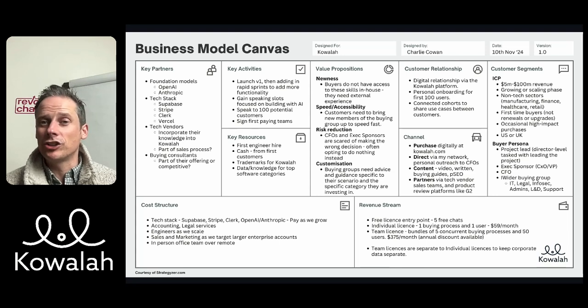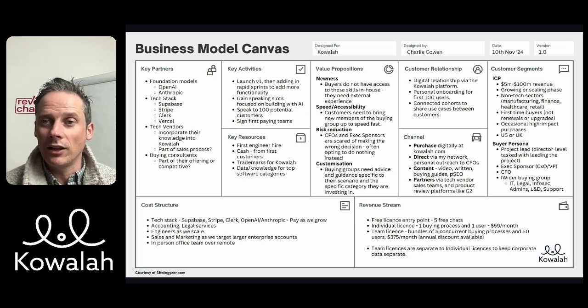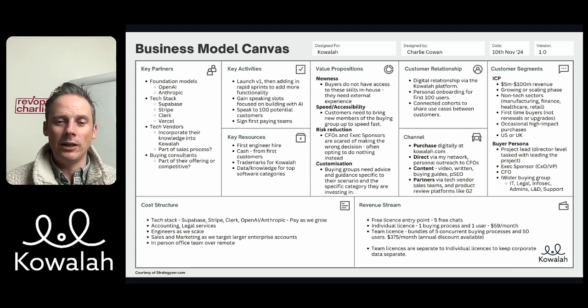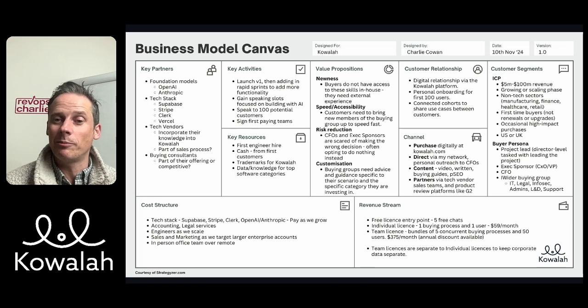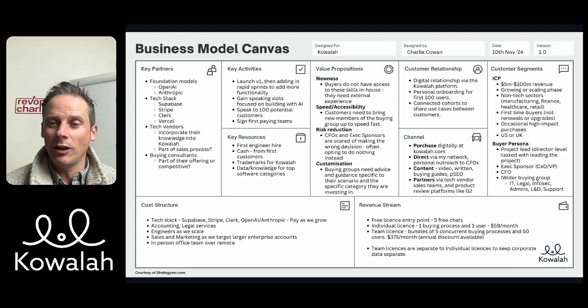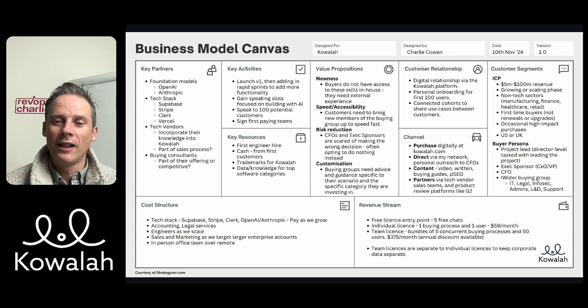So that'll be something I'll be investigating as we bring on members of the team. And then on the revenue stream, on the right-hand side, the final category, I'm working on these three license types. So a free license entry point, which is very much sort of PLG. If you're an independent, an individual member of a buying group, you can sign up to Kowalah. You can have 5 free chats. You can get a feel for it and see if it meets your needs and if it's going to help you. Then you can upgrade to an individual license.